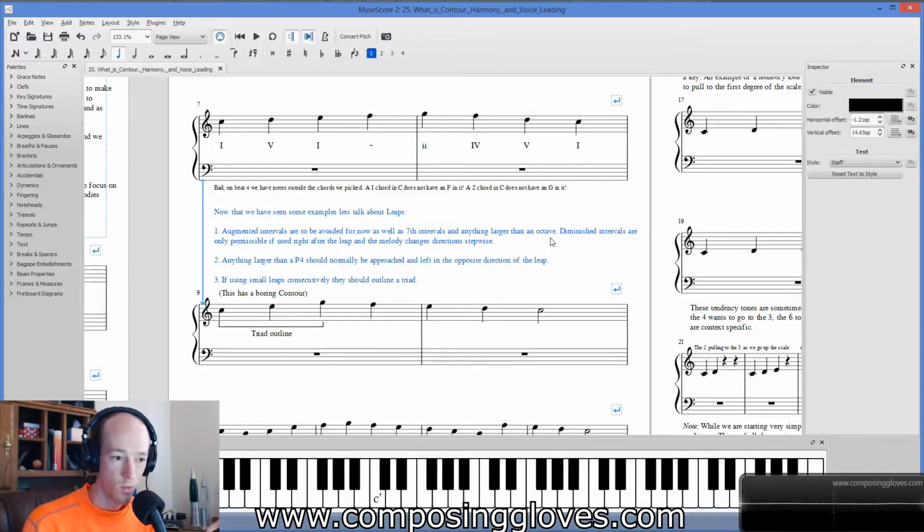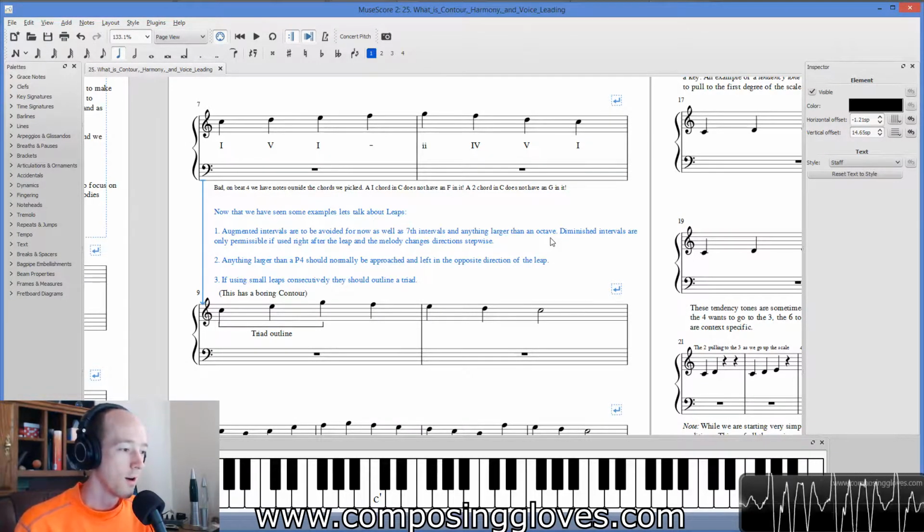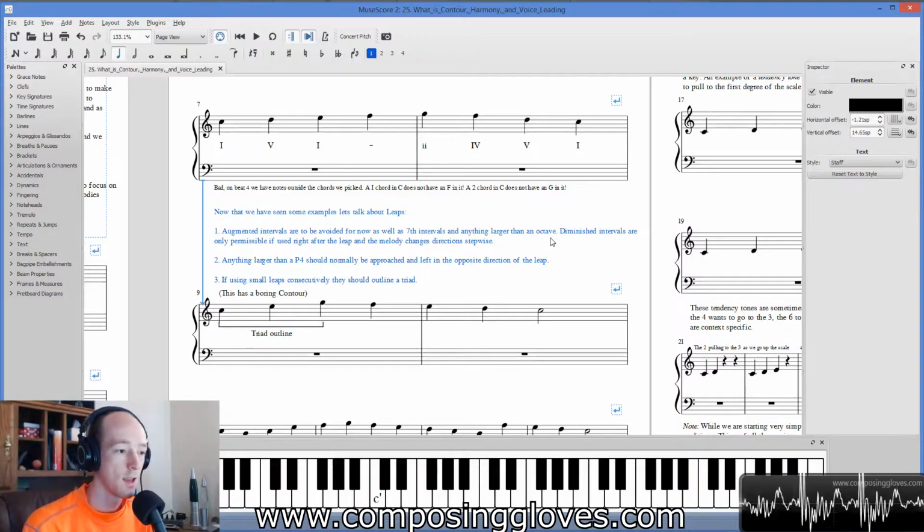These are when people say there's so much to worry about when you're writing four parts. This is the beginning of this laundry list of things that you just sort of have to be aware of. For now, a lot of these things will become acceptable under circumstances, and we'll talk about those. Diminished intervals are only permissible if used right after the leap, and the melody changes direction stepwise. So what the heck does this mean?